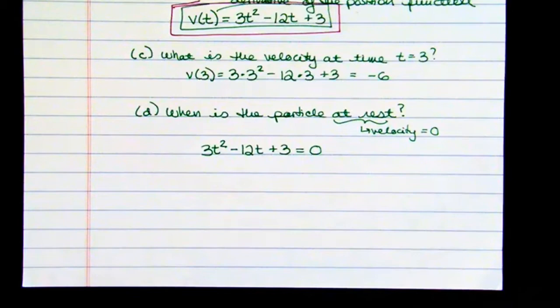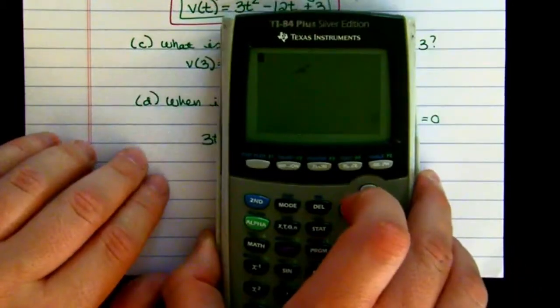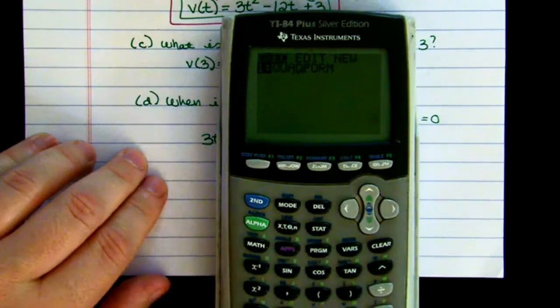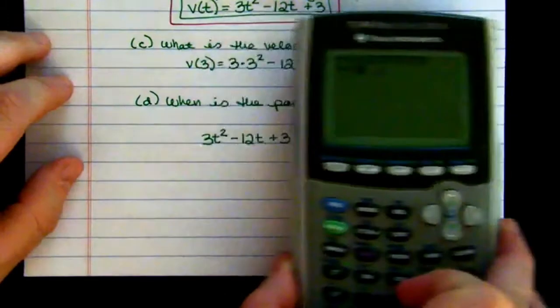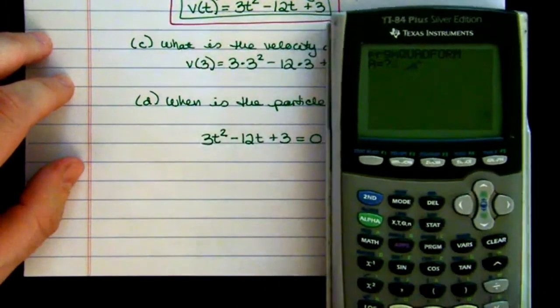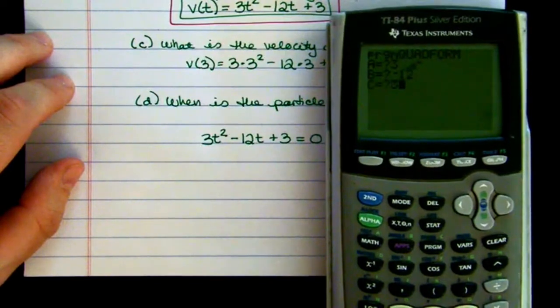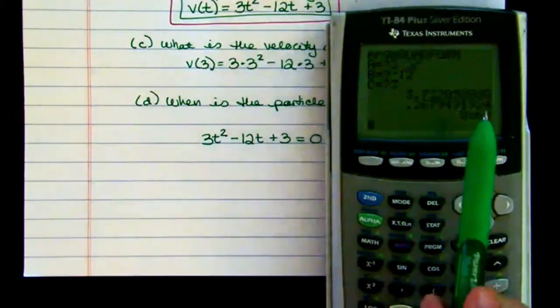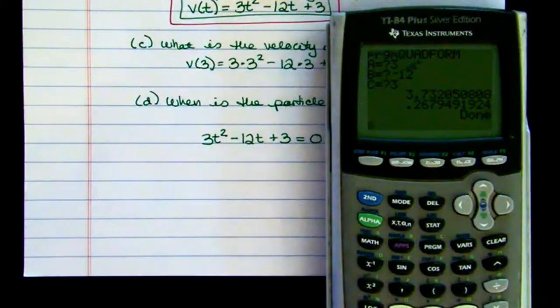So I'm going to go to the calculator, and if you push the program button, PRGM, it should bring up that program that I gave you called Quad Form. Push enter to run it, then it just asks me for the A value, the B value, the C value. Well, A is 3, B is negative 12, C is 3. I'll type those in, and it's going to solve my quadratic equation. It's going to give me these two values for my time. So at both of those times, the particle is at rest.